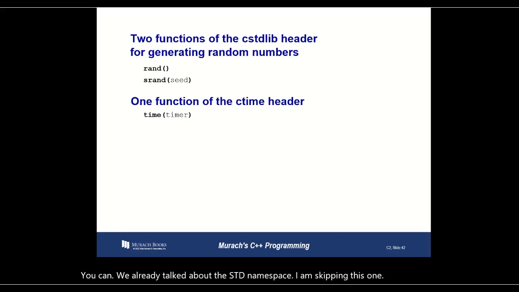There are two functions for the cstdlib header. Those are used for generating random numbers. Those are rand and srand. srand is for giving this random number generator some seeds. Okay, there is one function of the ctime header, that is time.